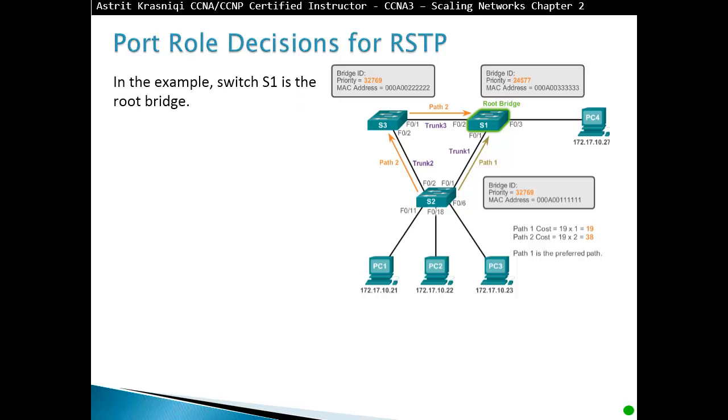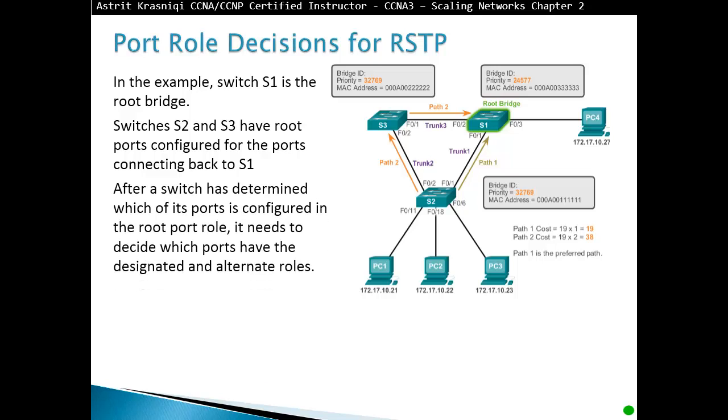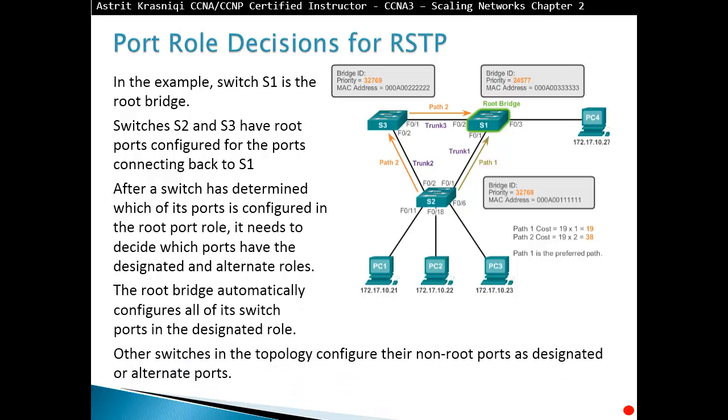Root port decision for rapid spanning tree. In the example, switch 1 is the root bridge. Switch 2 and switch 3 have a root port configured on the port connecting to switch 1. After a switch has determined which of its ports is configured as the root port role, it needs to decide whether its other ports are designated or alternate ports.